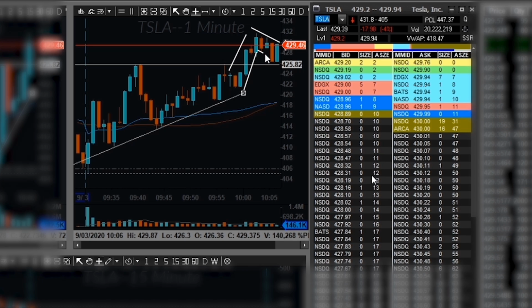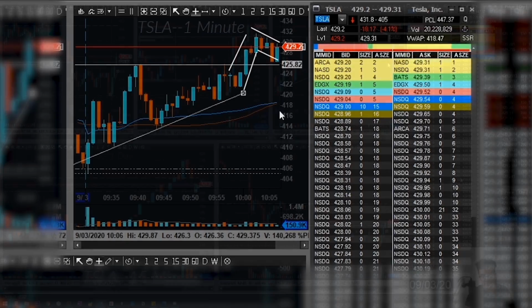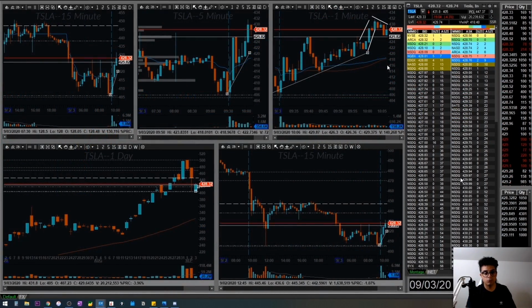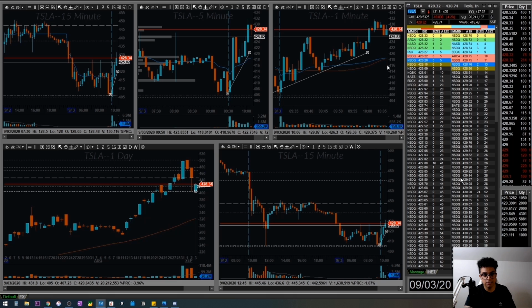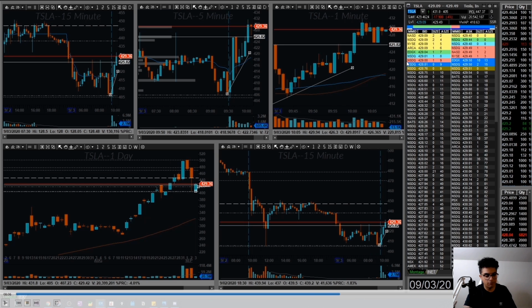This is a flag. I think the flag will break if it breaks the 430 level, and I think 430 is a good entry point for a further continuation move up to maybe 435 as your profit target. Okay, it's not breaking yet. Now my entry, I will pause this video for a second. It's making a flag.